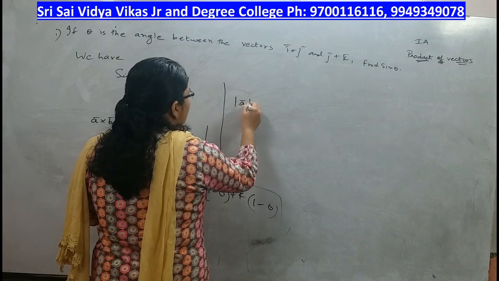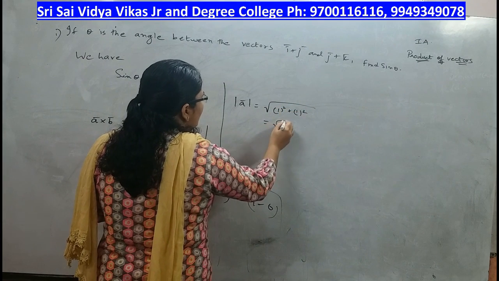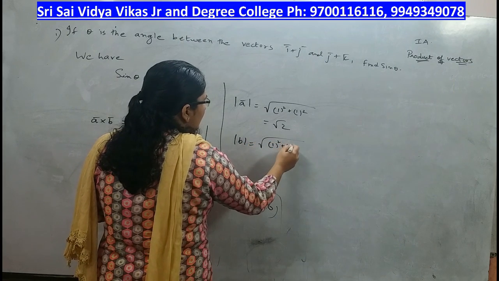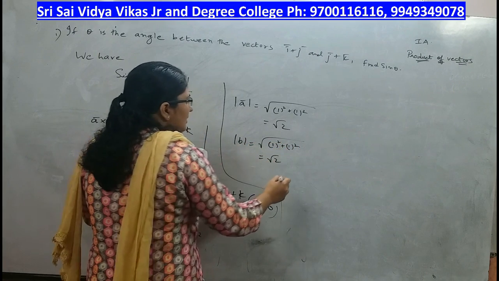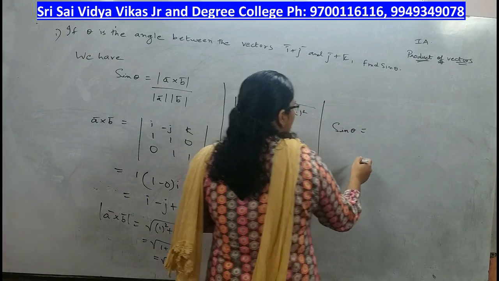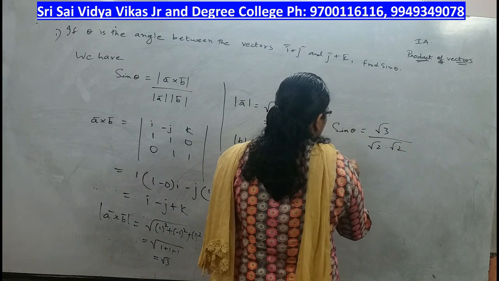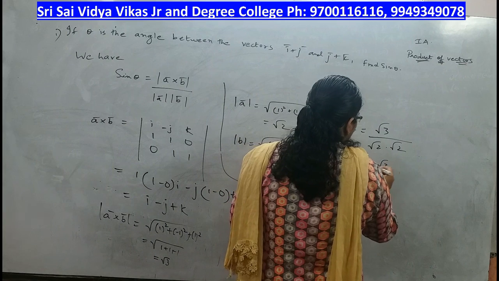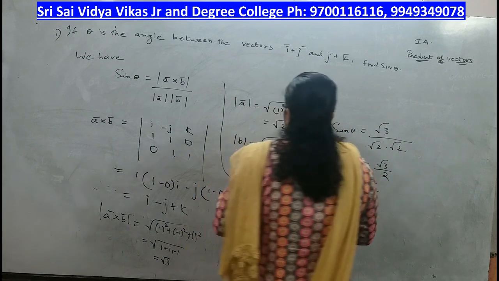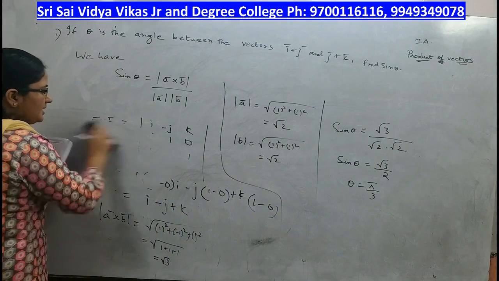Modulus of a bar is equal to root of 1 square plus 1 square, that is root 2. Modulus of b bar is root of 1 square plus 1 square, which is root 2. Sin theta is equal to root 3 by root 2 into root 2. Sin theta is equal to root 3 by 2. Theta is equal to pi by 3. Sin 60 is root 3 by 2. That is about this problem. Let us discuss the next problem.